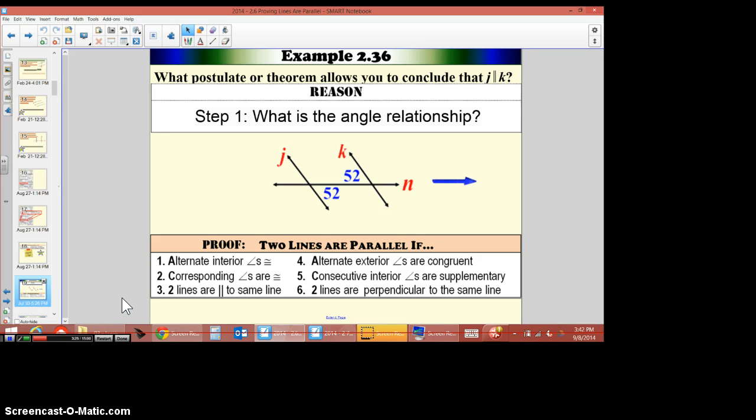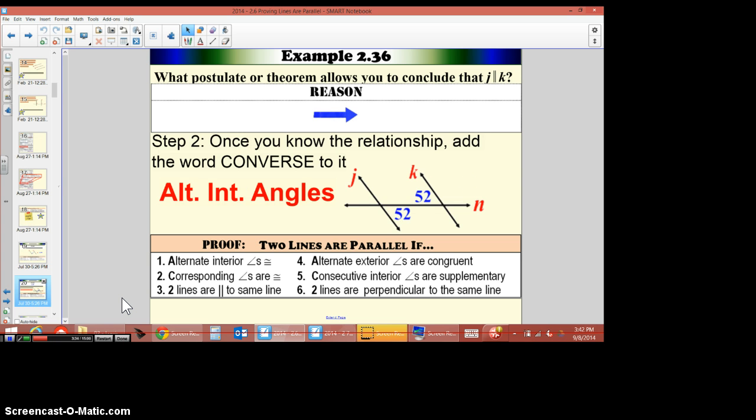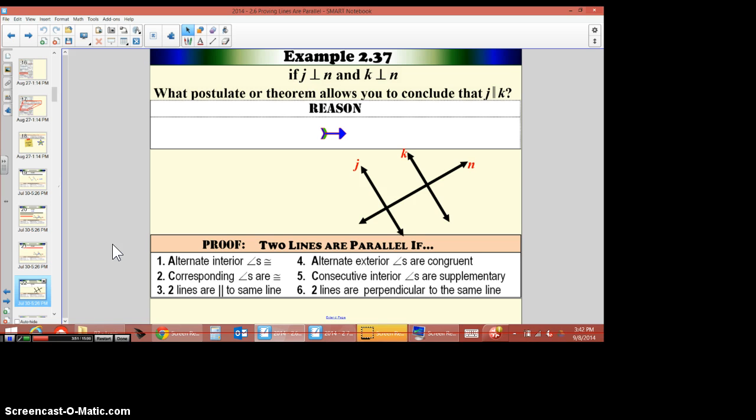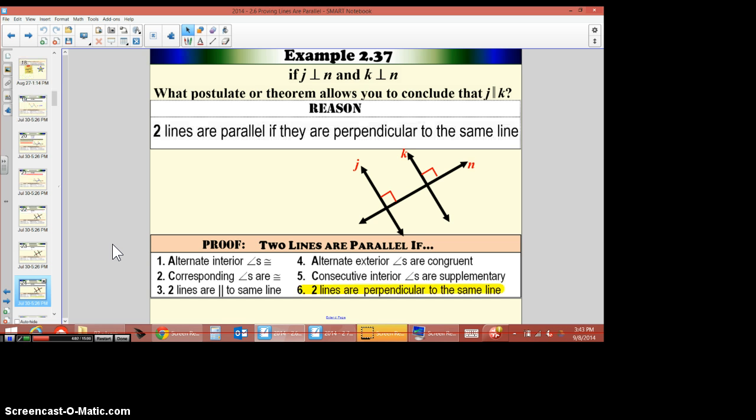So here's an example. I've got 3 lines, no information about the lines whatsoever, but if I tell you that 52 and 52 are equal to each other, which is obvious, then we have to be able to recognize that it's the alternate interior angles converse that allows us to say J and K are parallel. Why can we conclude that J and K are parallel? Well, because of the alternate interior angle converse. Right here, if J is perpendicular to N and K is perpendicular to N, what postulate or theorem allows you to conclude that J is parallel to K? Well, that looks like the two perpendiculars, number 6, if you will. Two lines are perpendicular to the same line.